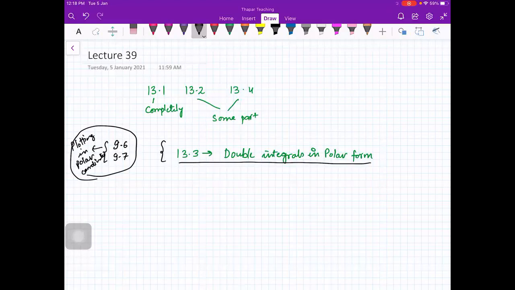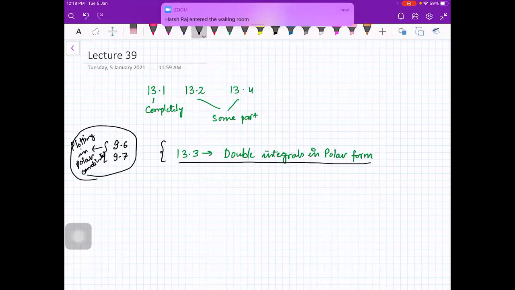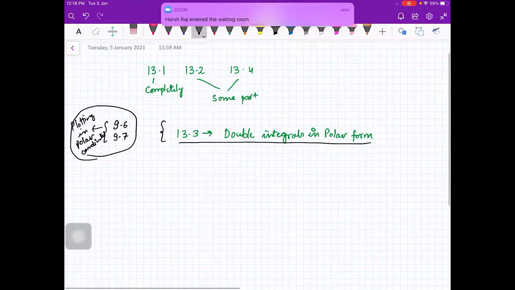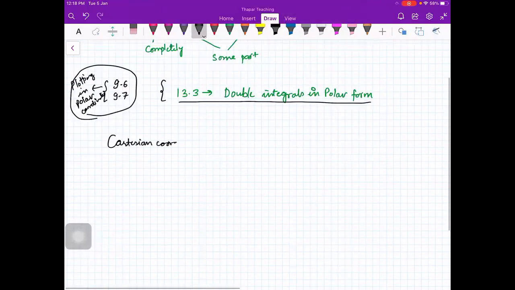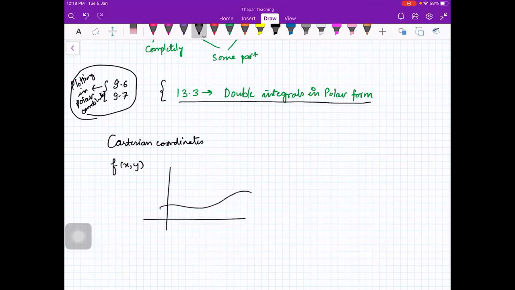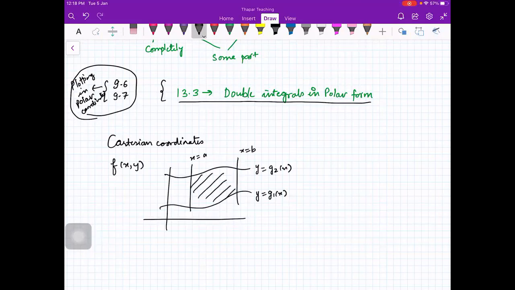So, double integrals in polar coordinates. Let us see how we will be finding them. You see what we have done in Cartesian coordinates. Suppose you have a function f(x,y) of two variables, and there is a curve y = g1(x), and there is another curve y = g2(x), and x goes from a to b. Suppose this is your region of integration.